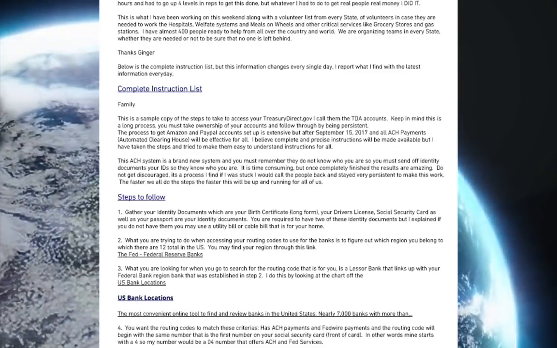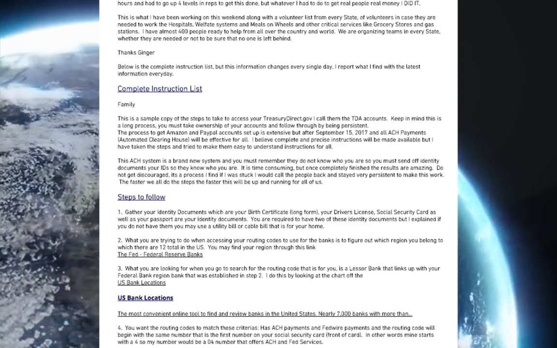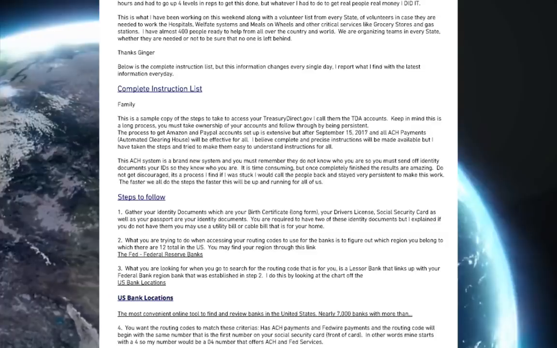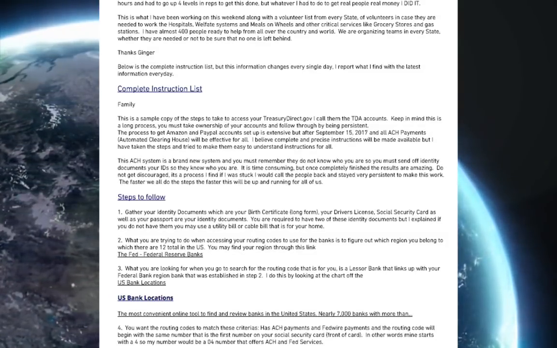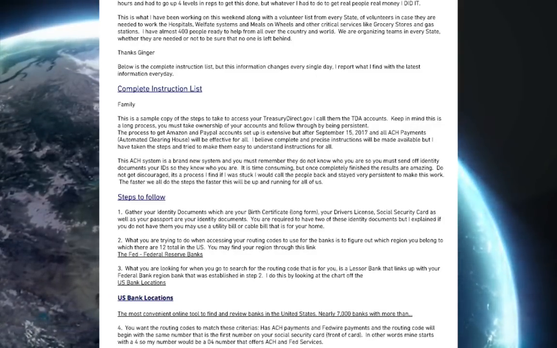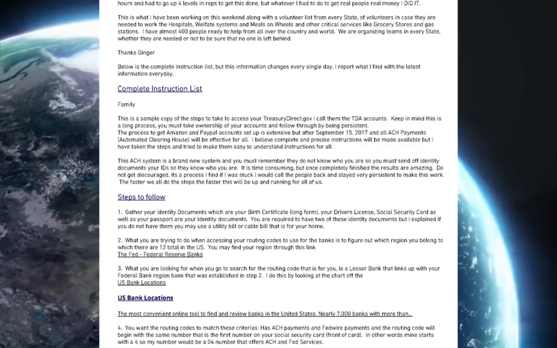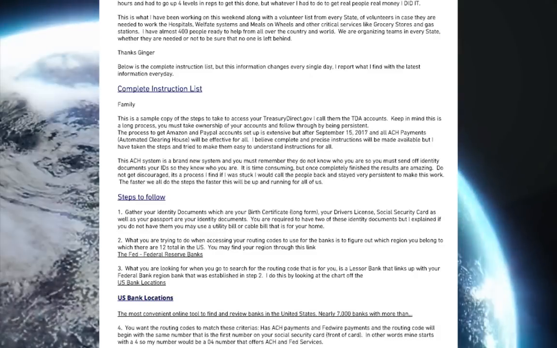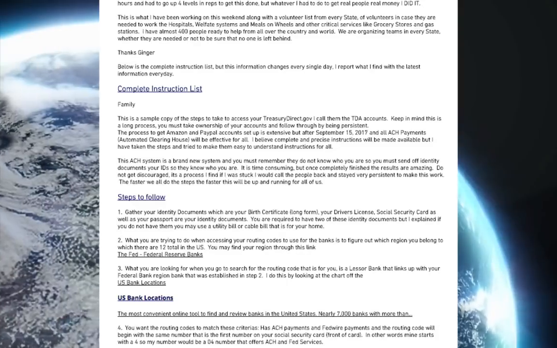I find, if I was stuck, I would call the people back, and I stayed very persistent to make this work. The faster we all do the steps, the faster this will be up and running, for all of us. Steps to follow. 1. Gather your identity documents, which are your birth certificate, long form, your driver's license, social security card, as well as your passport. These are your identity documents.